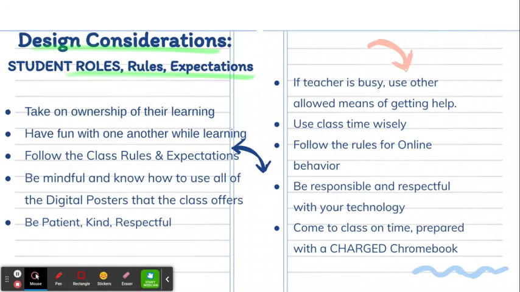Some of the student roles, well, they need to take ownership in their own learning. They need to have fun with one another while learning. They need to follow my class rules and expectations, be mindful, and know how to use all the digital posters that I have created for them to use. They also need to be kind and respectful. And then some of the other ones on the side there, they also need to follow along.